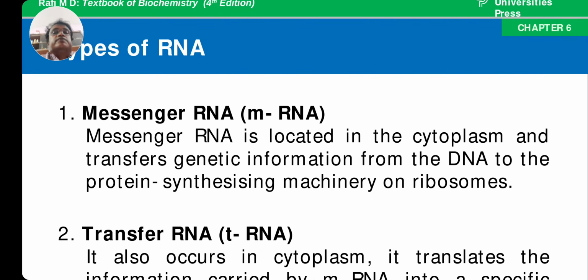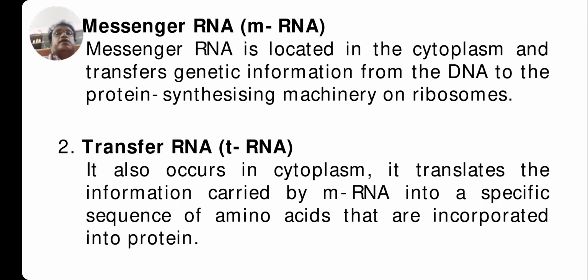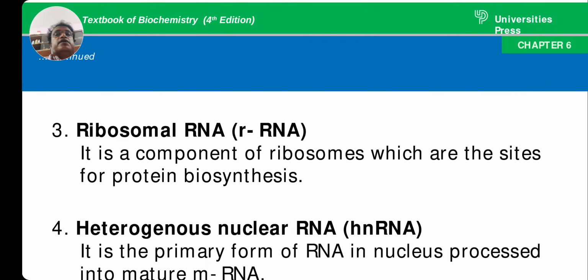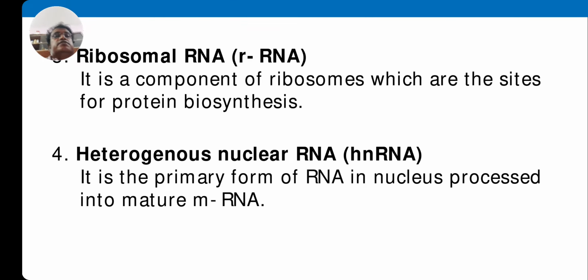Now, types of RNA: messenger RNA is located in the cytoplasm and transfers genetic information from DNA to the protein synthesizing machinery on ribosomes. Transfer RNA also occurs in cytoplasm. It translates information carried by messenger RNA to a specific sequence of amino acids that are incorporated into protein. Ribosomal RNA is a component of ribosomes, which are the site of protein biosynthesis. Heterogeneous RNA is the primary form of RNA in the nucleus, processed into messenger RNA.